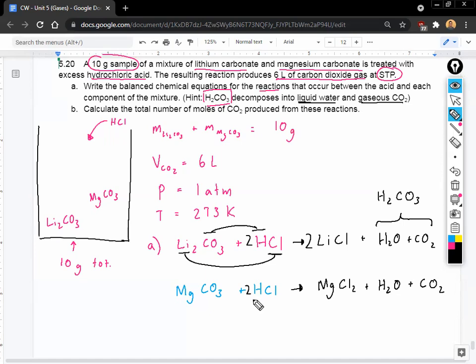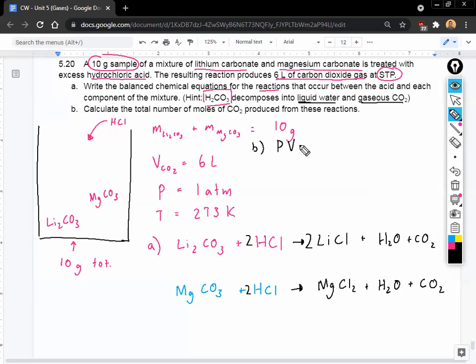Okay, so that's part A. Now for part B, it's asking you to calculate the total moles of CO2 that's produced from these reactions. Okay, and so what we're going to do is take the values that we have right here. I'm going to do part B up here, in black ink. We want to find the moles of CO2.